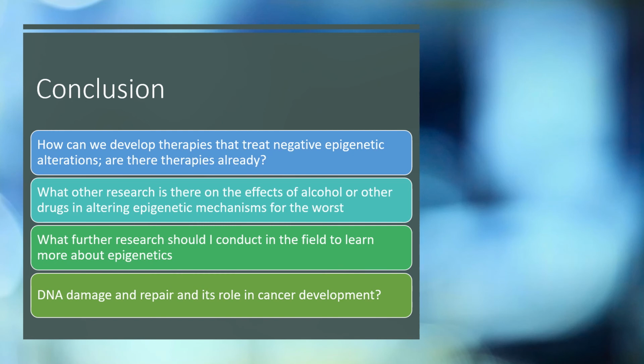Third, I am curious what further research I should be conducting in the field to learn more about epigenetics. What concepts should I be covering? What literature is really important in the history of the field and to the development of the field?